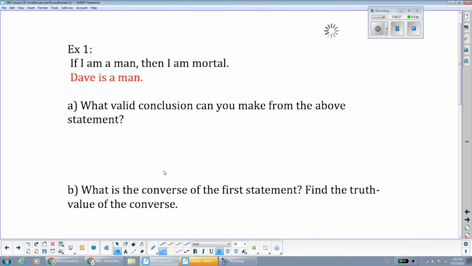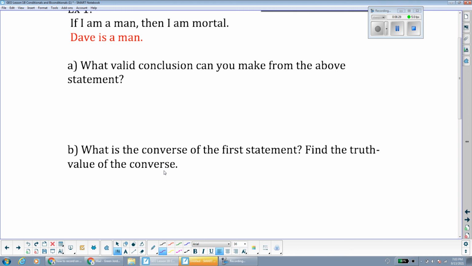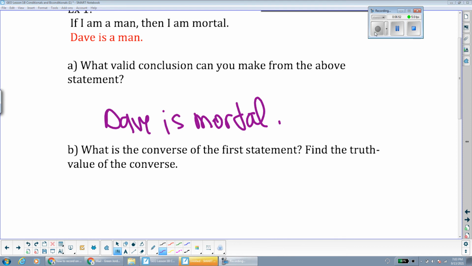Let's take a look at another example. If I am a man, then I am mortal. Dave is a man. What valid conclusion can you make from the above statements? So pause the video, take a second, and think about it: based on these two premises, assuming that they are true, what valid conclusion can you draw? If you answered that Dave is mortal, you are correct.